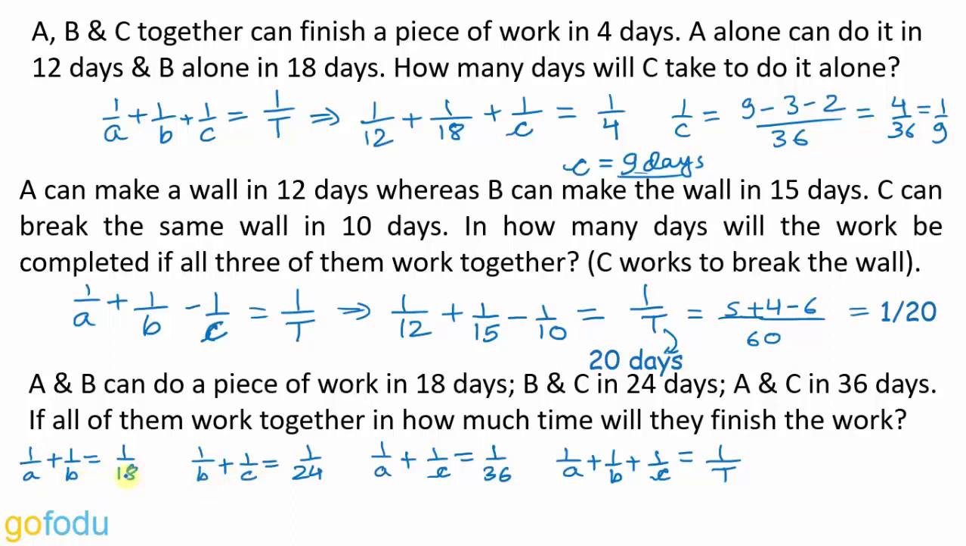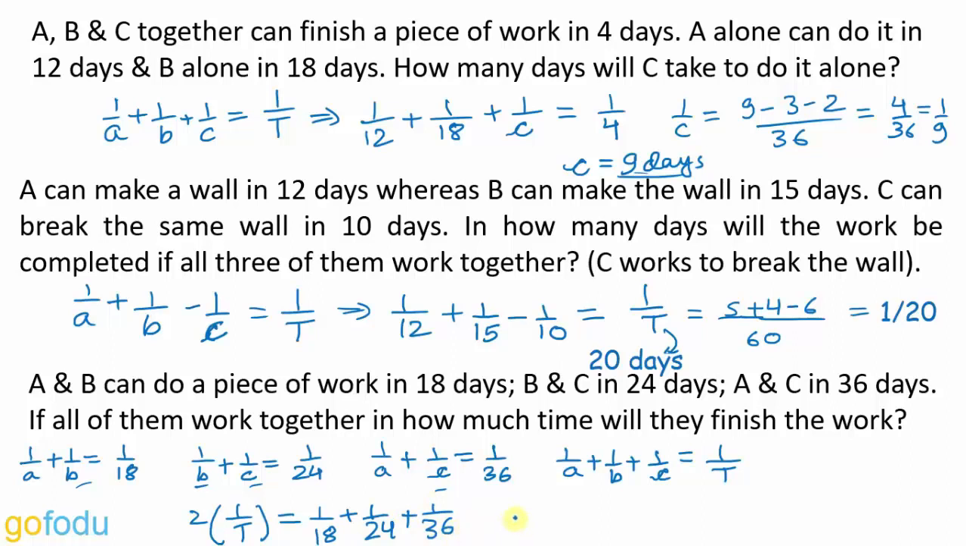So instead of simply adding these two, I can add all three together and I will have 2 times 1 upon A, 2 times 1 upon B and 2 times 1 upon C. And 2 I am taking out common outside the bracket. In the bracket I will have 1 upon A plus 1 upon B plus 1 upon C, that is nothing but 1 upon T, which will be equal to, adding the right hand sides, 1 by 18 plus 1 by 24 plus 1 by 36.